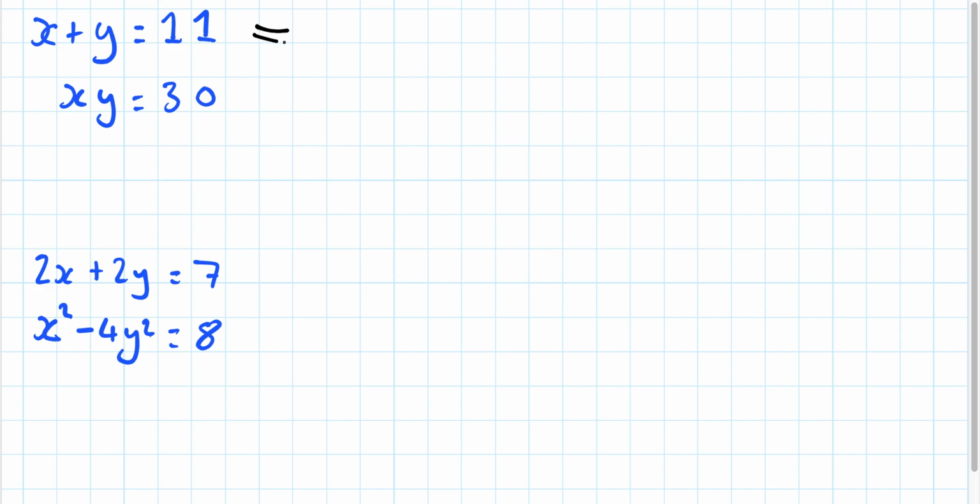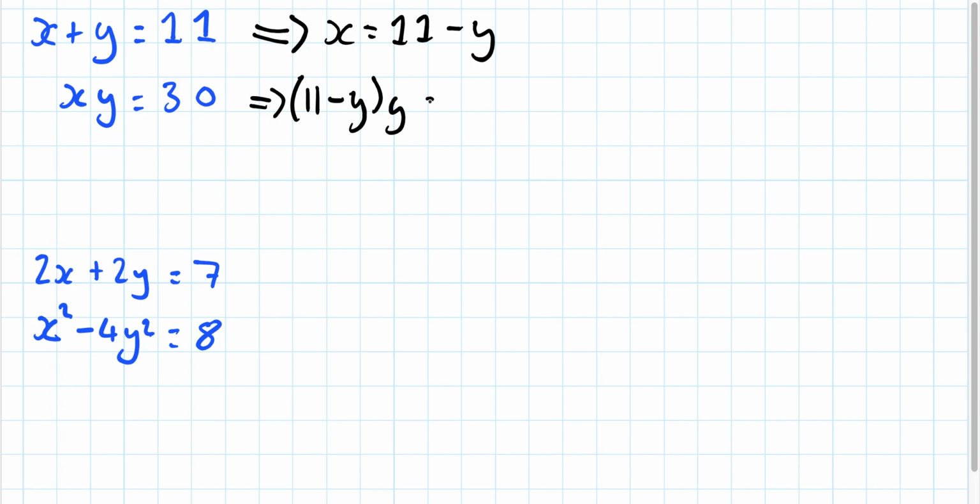So using the substitution method, the first thing I'm going to do is rearrange it to make one of the unknowns the subject. I could choose either one here, but I'm just going to go with x equals 11 minus y. And I'm going to substitute 11 minus y into this equation here. So therefore here I'll get 11 minus y, multiplied by y, equals 30.